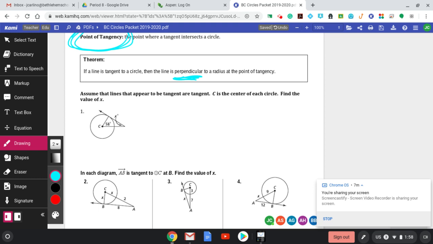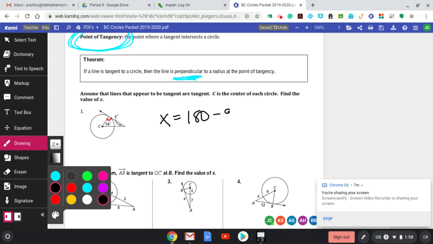So applying this theorem now, take a look at question number 1. I have a line that appears to be tangent. C is the center. If C is the center, that means this line segment right here is the radius, and the radius is being drawn to the point of tangency. So by this theorem, I should have a right angle there, because they're perpendicular.